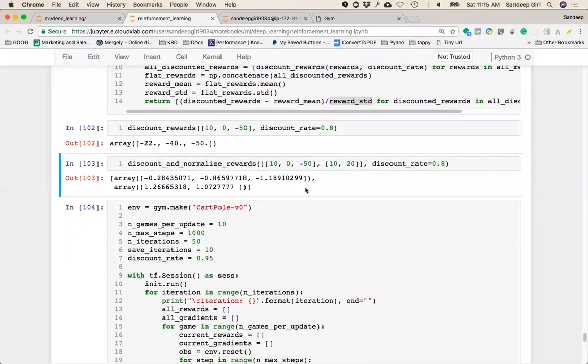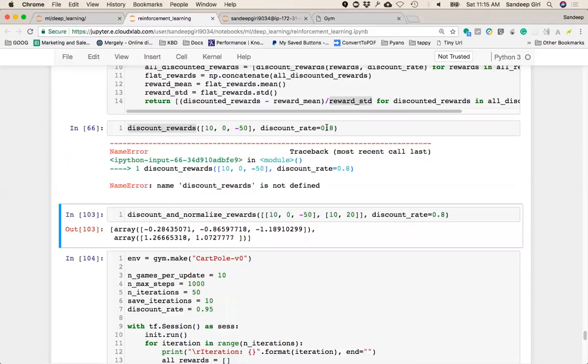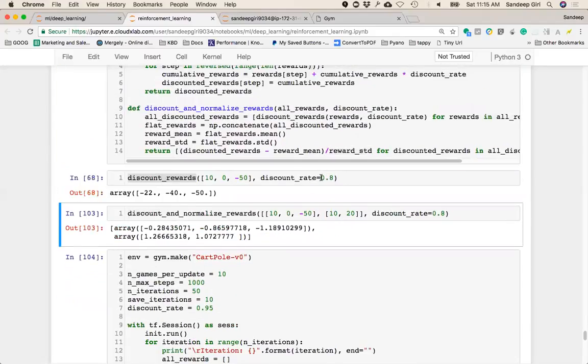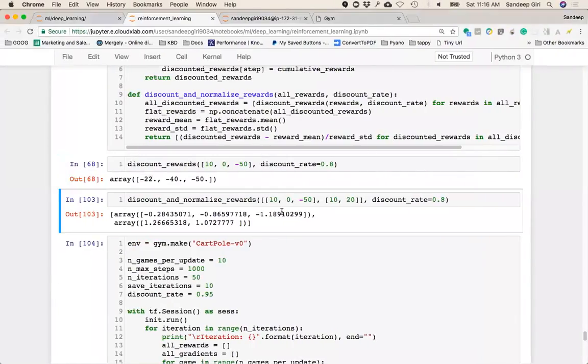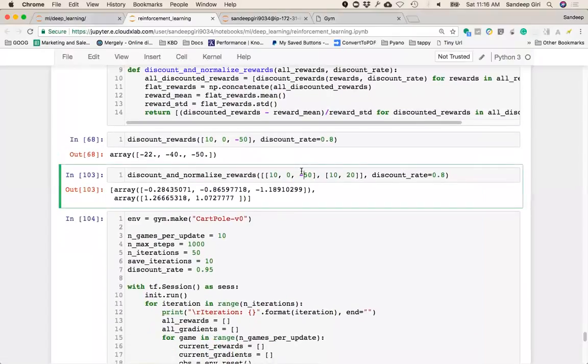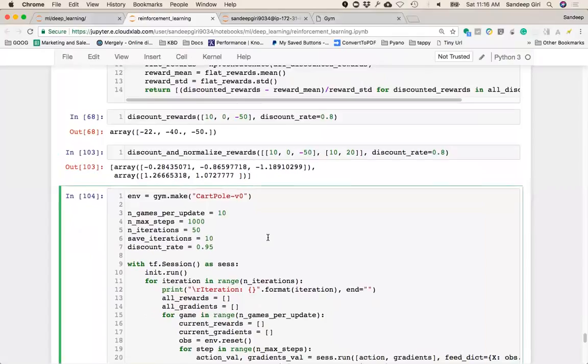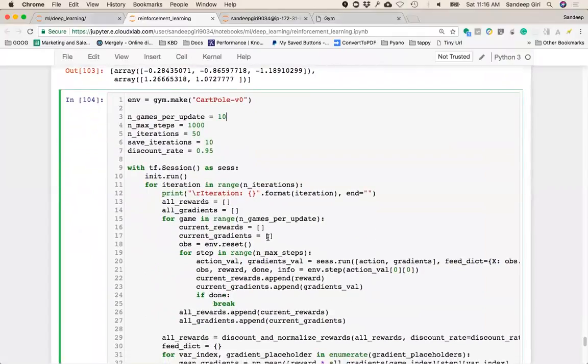All right. So once that is done, here is an example of how the discount rate can be applied. Say, for example, in our case, we have a discount rate of 0.8 and rewards of 10, 0, and minus 50. So a discount rate of 0.8 here would give us, this will remain as such. Here the credit becomes minus 40 to the second action, and the third action will get minus 22. And this step is basically computing the standard deviation. Now, once we are done with that, this is where we are running the PG gradient algorithm.